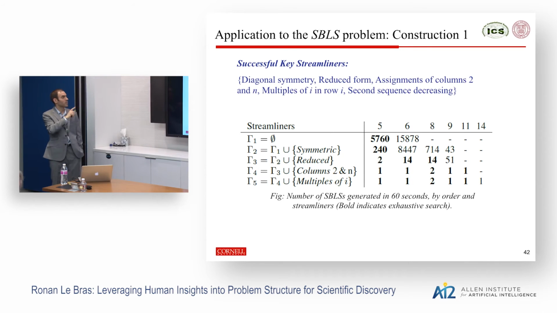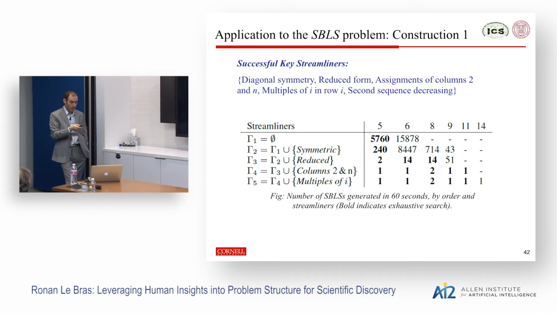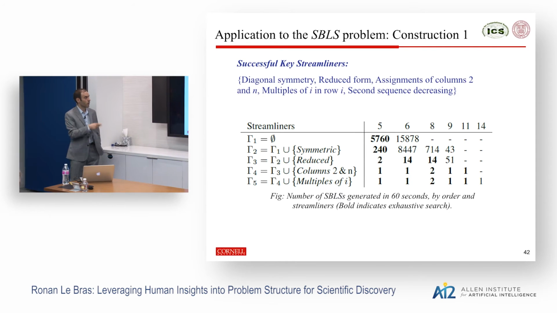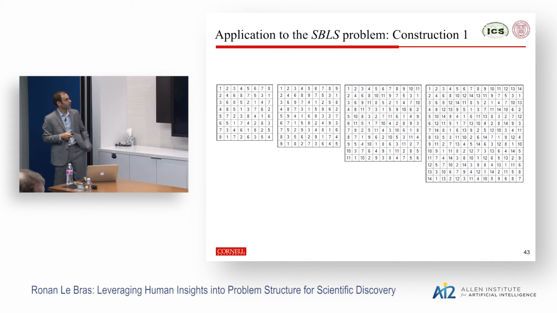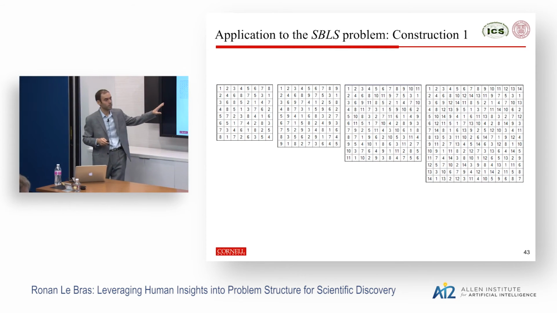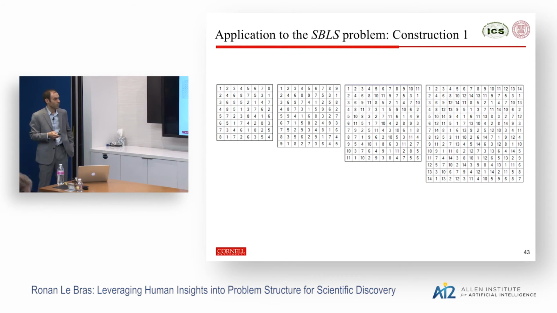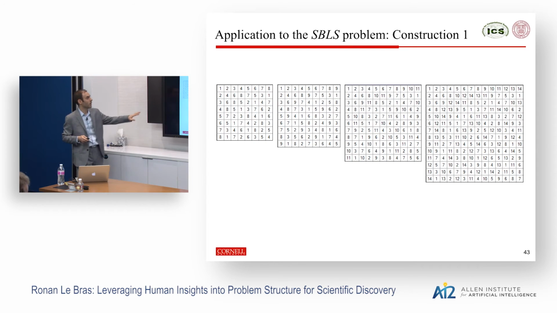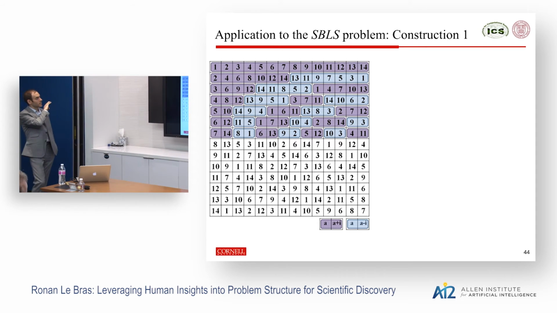And if on top of this you impose that it's reduced, meaning that you have the first row that is ordered, as I was saying, but also the first column, now you limit the search quite a bit. You can generate all specially balanced Latin squares of order 5, 6, and 8, and some of them of order 9. And as we look at the sequence of these different specially balanced Latin squares, you'll see that there is some regularity that starts to reveal itself. So if we focus on, let's say, this one of order 14, you'll see that there is a pattern to it, where it has to be reduced.